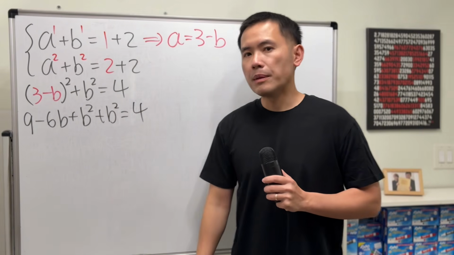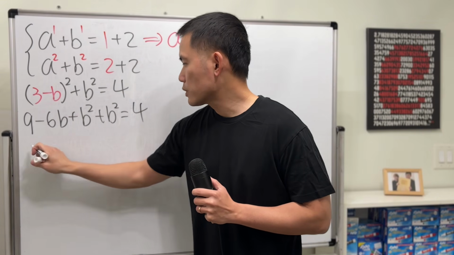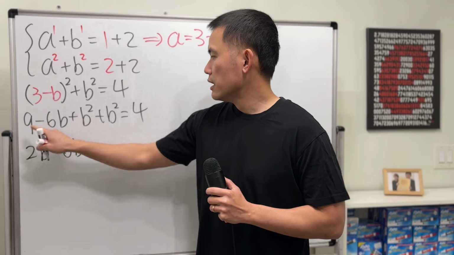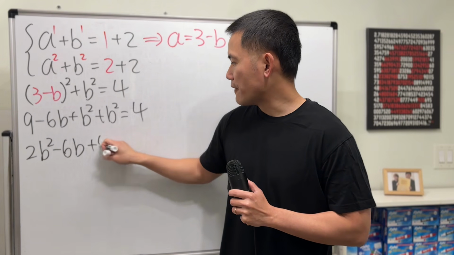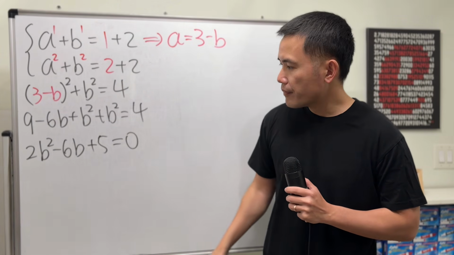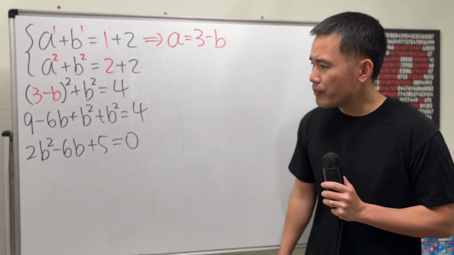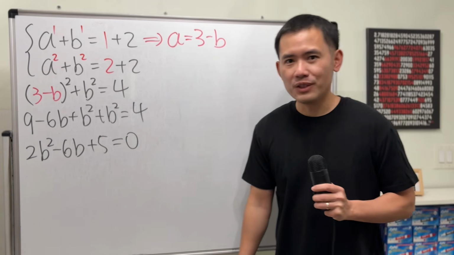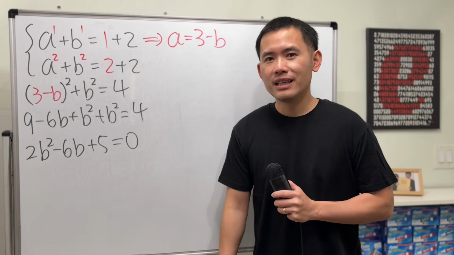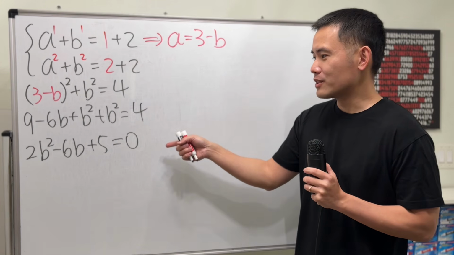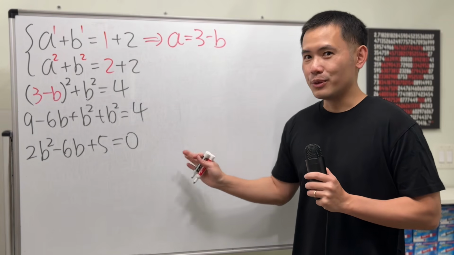Then I will just clean this up a little bit. We have 2b squared minus 6b. Subtract 4 from both sides, we get plus 5, and that's equal to 0. Unfortunately, this quadratic equation is not factorable. And yes, we can just use the quadratic formula, but I'm not going to do that. If you're thinking I will be using the completing the square method, yes, but not the usual style.